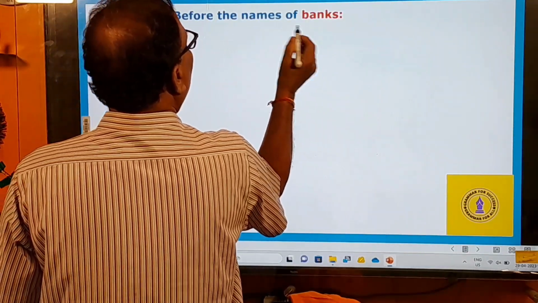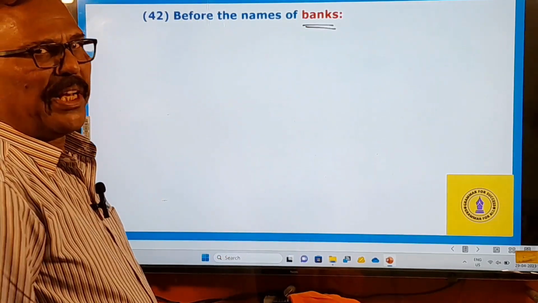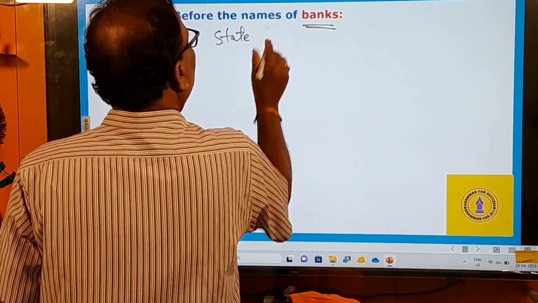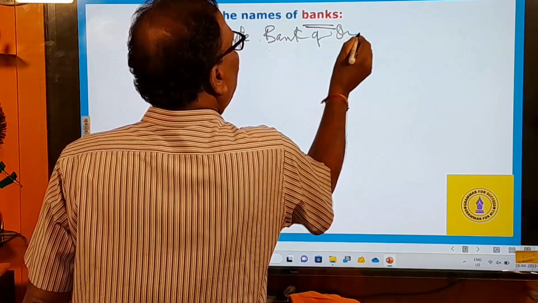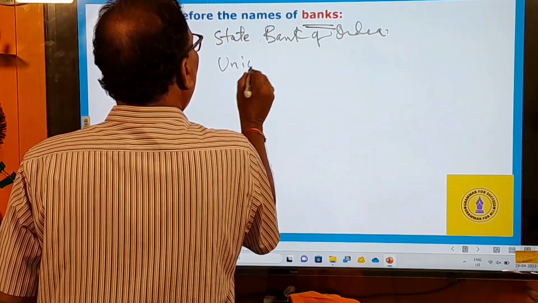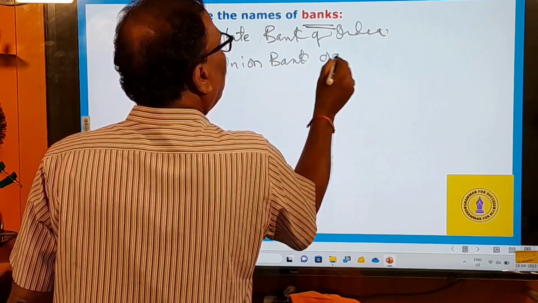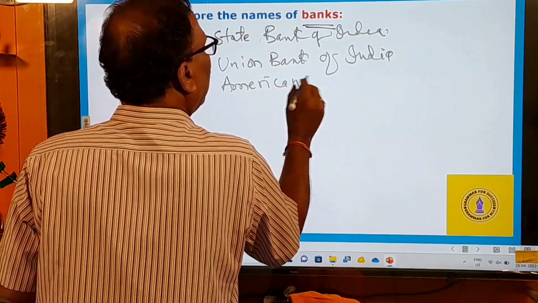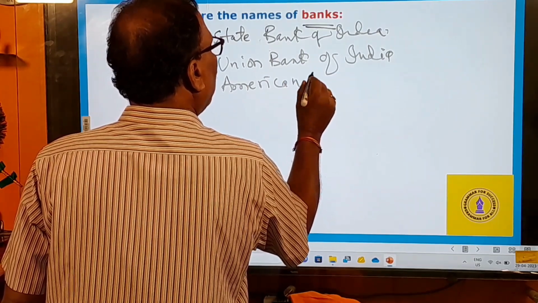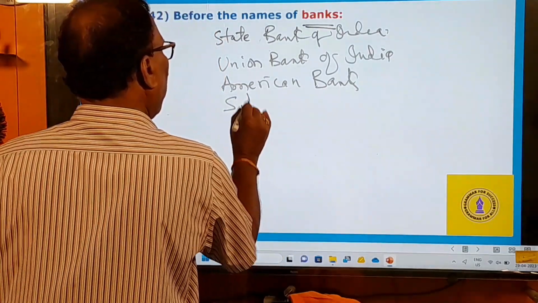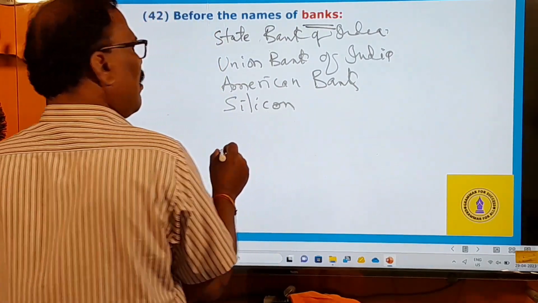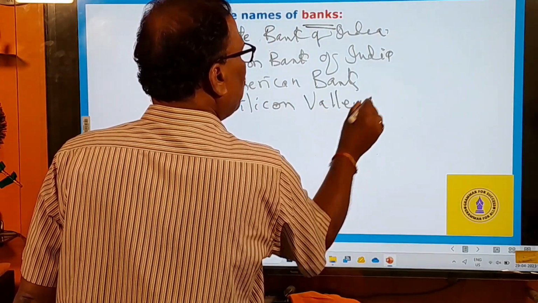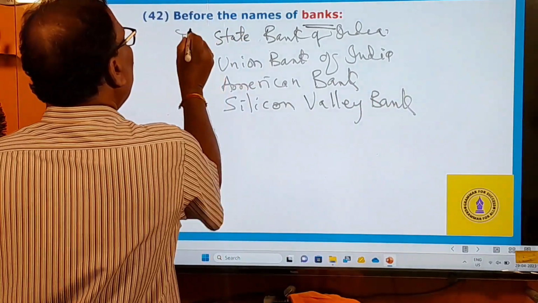Forty-second one: before the names of banks. Do you know many names of banks? State Bank of India, Union Bank of India, American Bank, and Silicon Valley Bank. This is the bank that collapsed last month or a couple of months ago in the USA. Silicon Valley Bank. Before all of them, we must use the definite article.